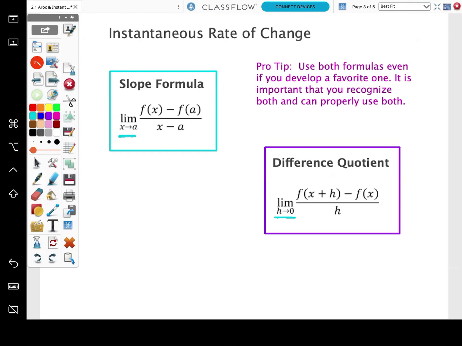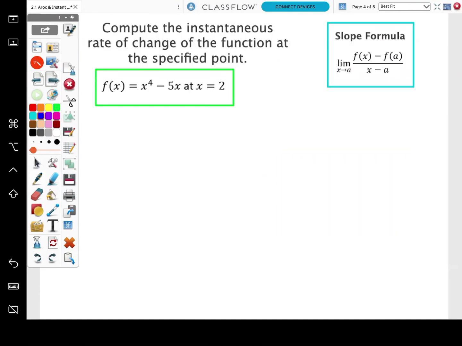If h is representing the distance between 2 points, we're going to let that distance go to 0 and have our instantaneous rate that way. Pro tip there, you will each probably develop a strong favoring of one over the other, but it is super important that you do learn how to use both of them, because we use both of them in calculus, and it kind of just depends on the information you're given. So get used to both of them, use both of them. Of course, use your favorite one anytime you can, but keep the other one in the back of your mind too.